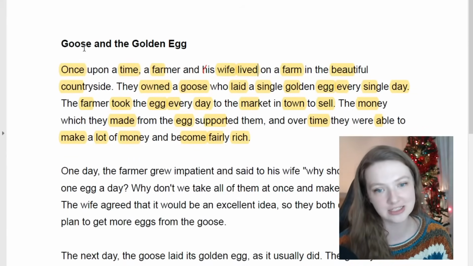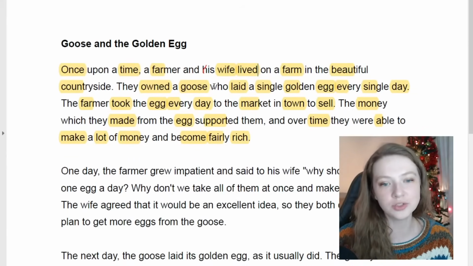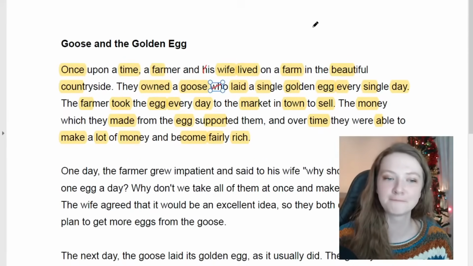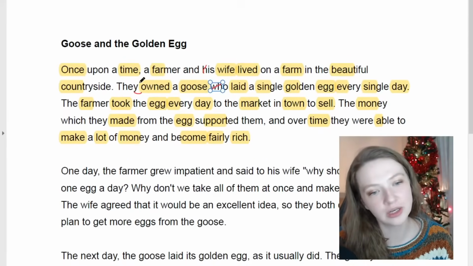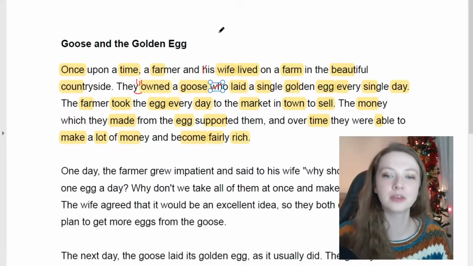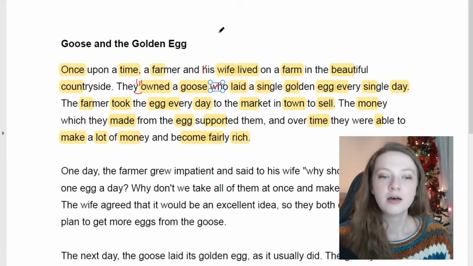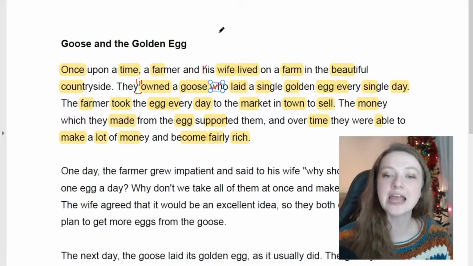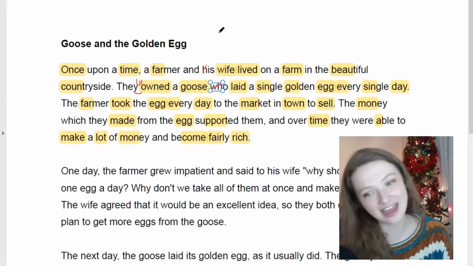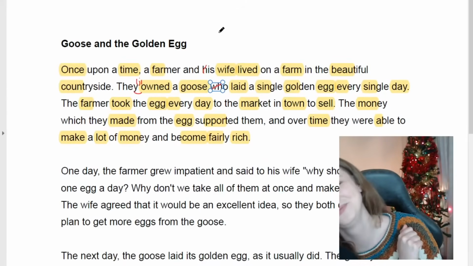Notice the stress? Yeah? A goose who laid, yeah? They owned, we're going to link that with the yeah. Talked about that yesterday. They owned a goose who laid a single golden egg every single day.